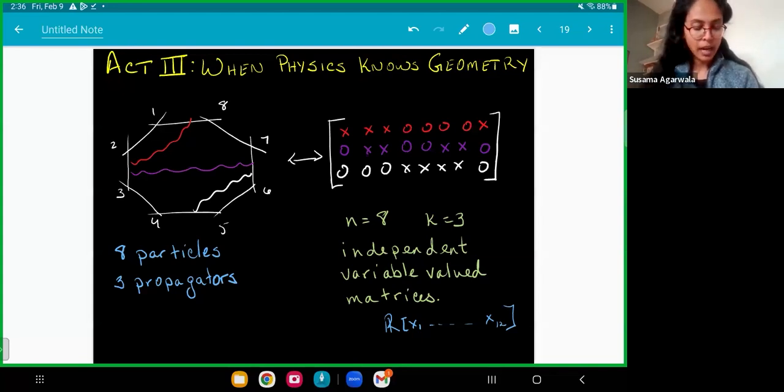I want to be very clear here. When I was writing the matrix, I got lazy and I didn't label them 1 through 12, but I really do want them to be independent variables. They're not the same variable in multiple places. They're absolutely independent variables in multiple places.